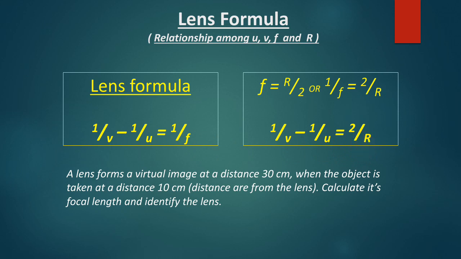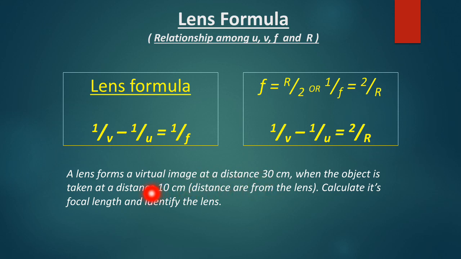Correct. We have a question here. A lens forms a virtual image at a distance of 30 centimeter when the object is taken at a distance of 10 centimeter. Here it is given that distances are taken from the lens. Calculate the focal length and identify the lens. So here, this is the image distance, a virtual image. A virtual image will form to the left side of the lens, so this 30 we will take with a negative sign. Correct. V is equal to minus 30.